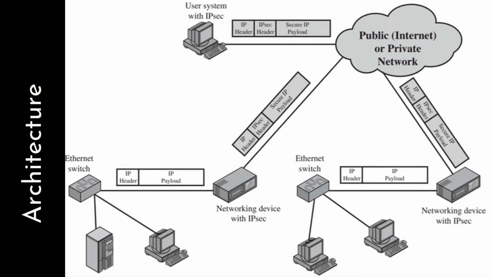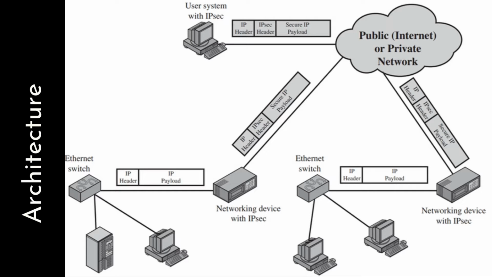In this figure, if you observe, in the Ethernet switch, the packet travels without any security, and here is a networking device which has IP security implemented, and once it goes out, it means the packet has been processed. And we can see the new header has been added, which is the IP security header.